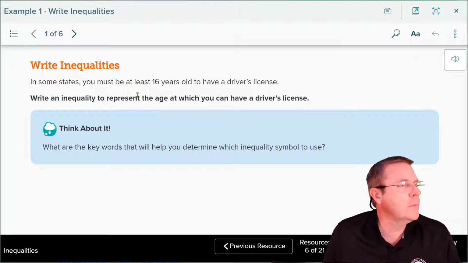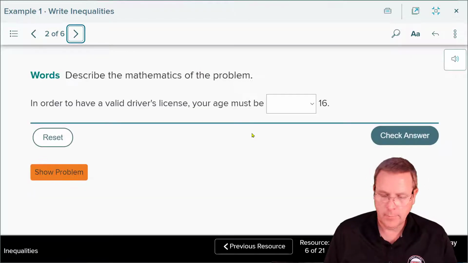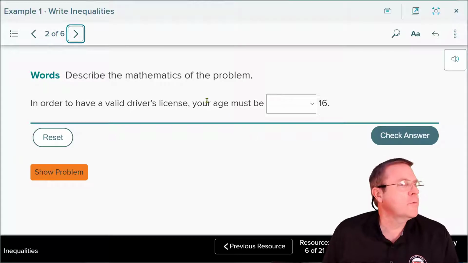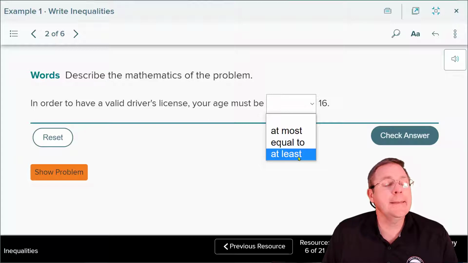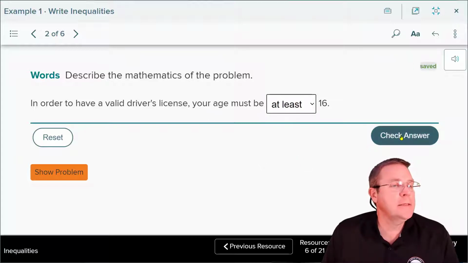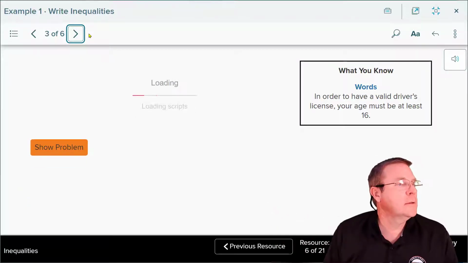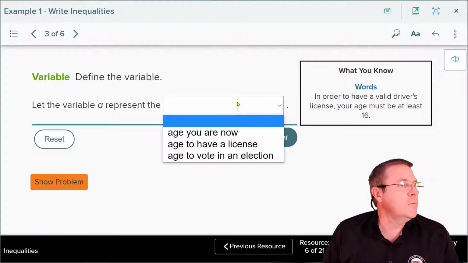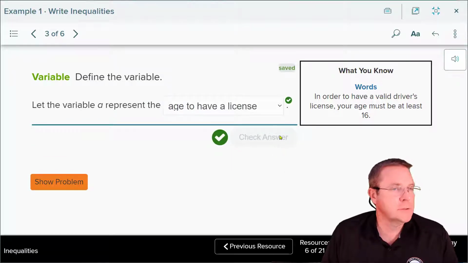Write an inequality to represent the age at which you can have a driver's license. First thing, describe the mathematics of the problem. In order to have a driver's license, you must be at least 16 years of age. Defining the variable, we're going to let a variable a represent the age to have a license. That sounds good.